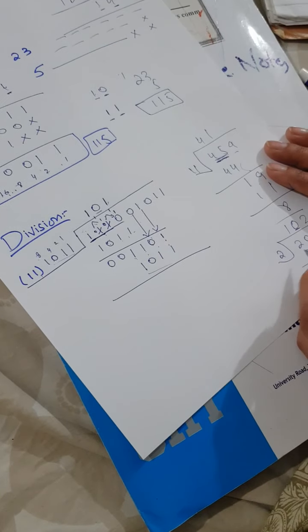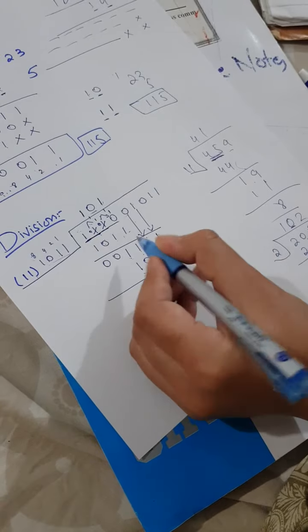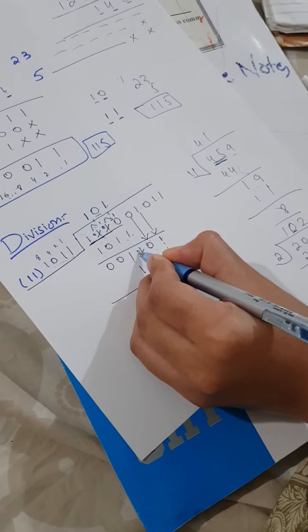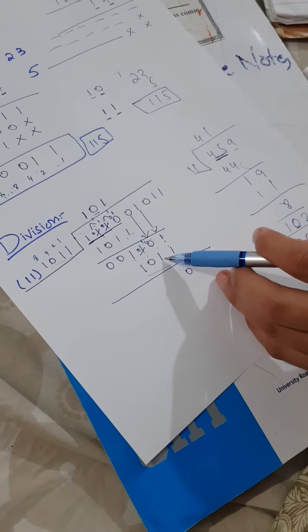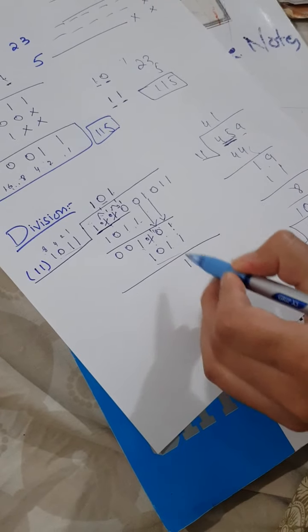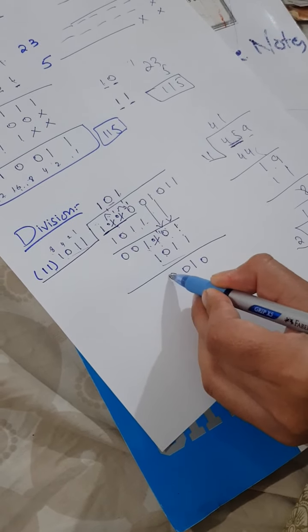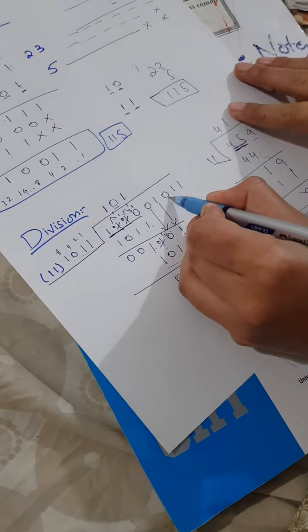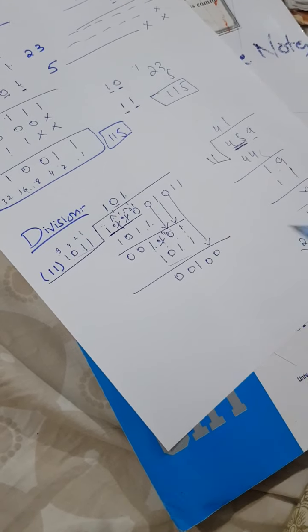Then what we need to do? We need to subtract the values. 1 minus 1 is 0. 0 minus 1 is not possible, so you need a borrow. This will become 0 and you will take a borrow 1 1. 2 minus 1 is 1 1. 0 minus 0 is 0. 1 minus 1 is 0. So this is your result, 1 0. So next bit 0, the number is 0 0 1.